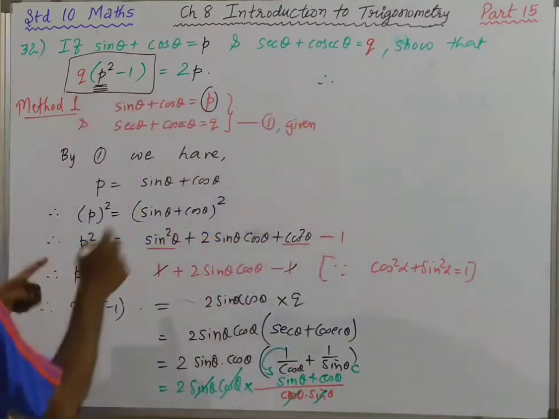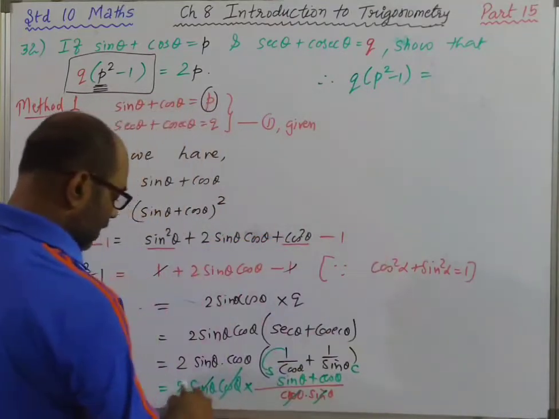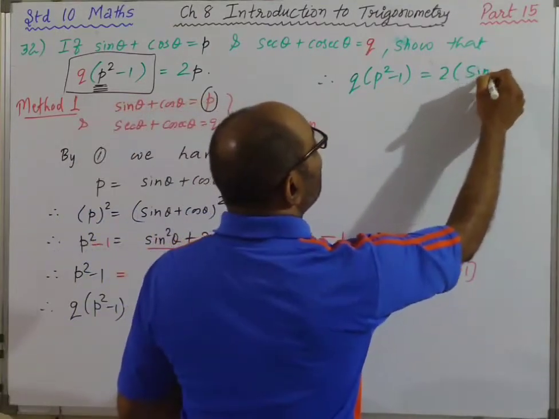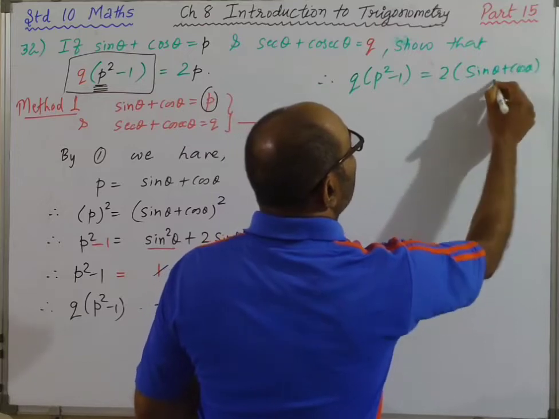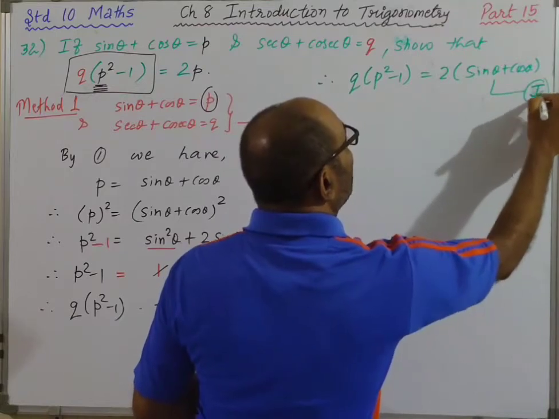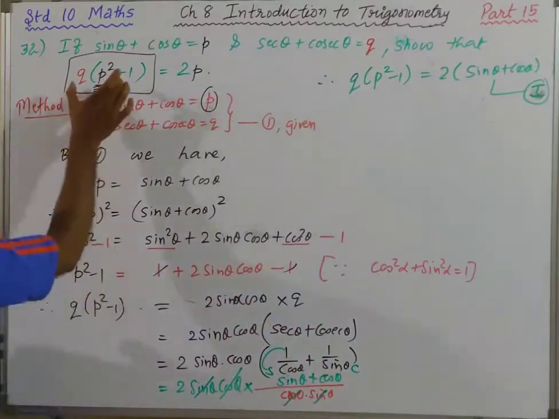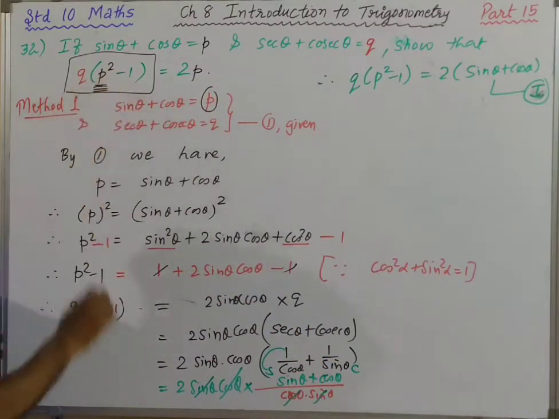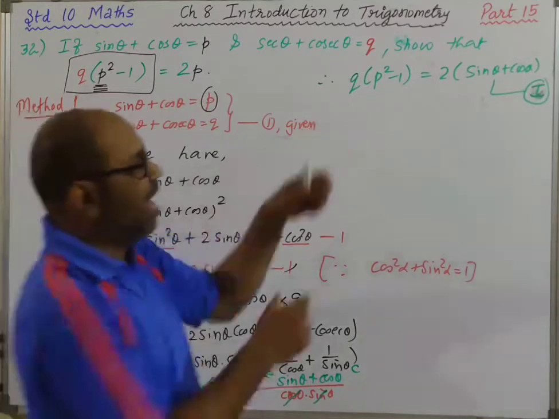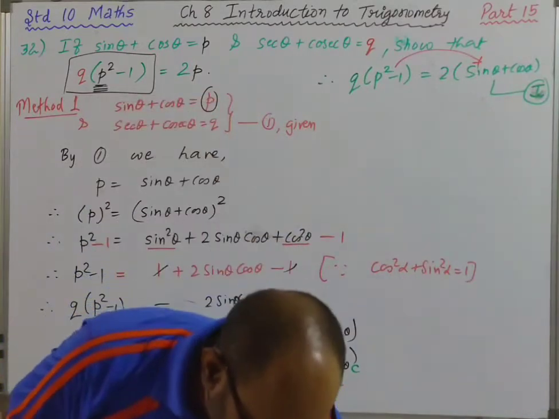Therefore, ये पूरा लेफ्ट हैंड साइड मुझे मिल गया है. Q into p square minus 1 is equal to 2 times sine theta plus cos theta. I am going to call it result first. So this left hand side q into p square minus 1, very nicely we build up that left hand side, and the value of that we got is 2 times sine theta plus cos theta.